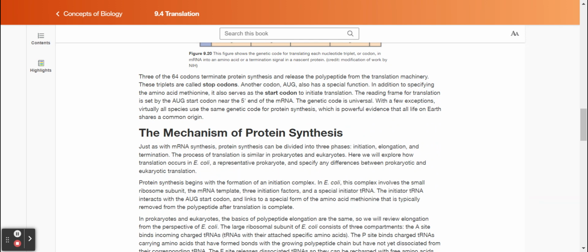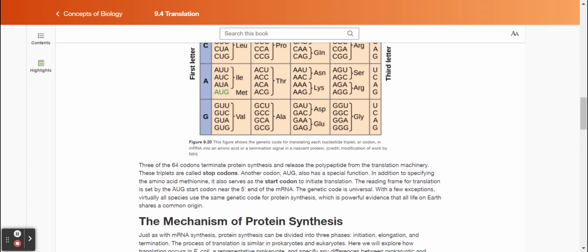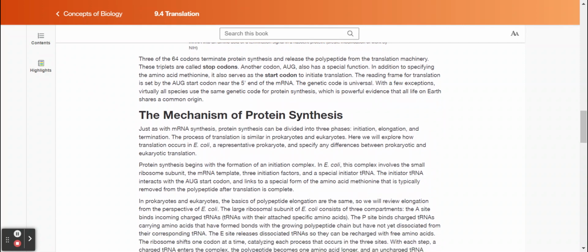Three of the 64 codons terminate protein synthesis and release the polypeptide from the translation machinery. These triplets are called stop codons. Another codon, AUG, also has a specific function. In addition to specifying the amino acid methionine, it also serves as the start codon to initiate translation. The reading frame for translation is set by the AUG start codon near the 5' end of the mRNA. The genetic code is universal. With a few exceptions, virtually all species use the same genetic code for protein synthesis, which is powerful evidence that all life on Earth shares a common origin.